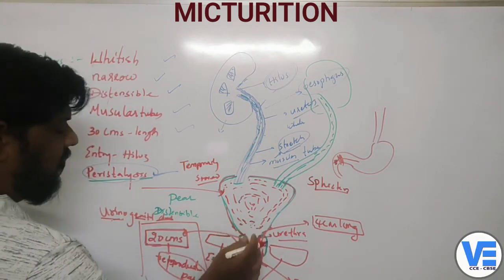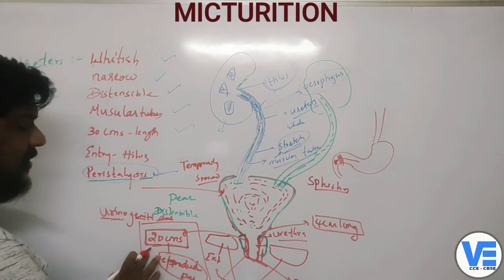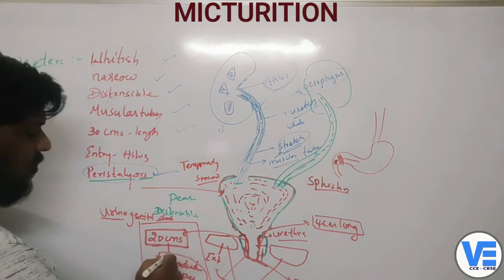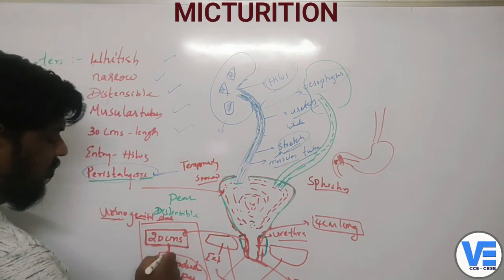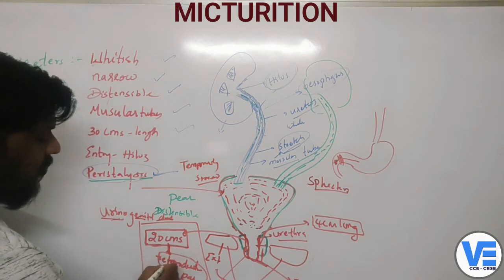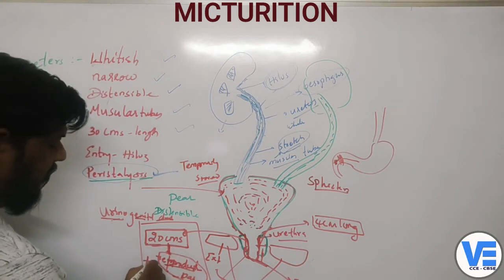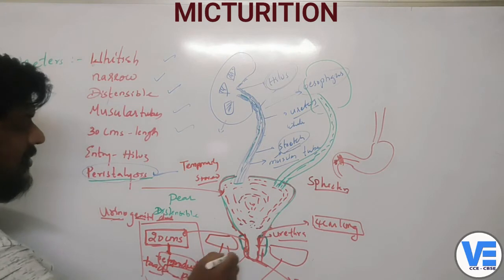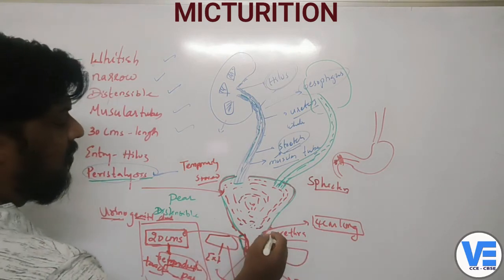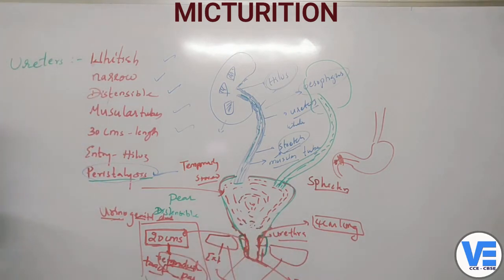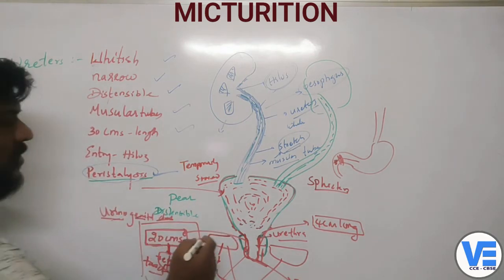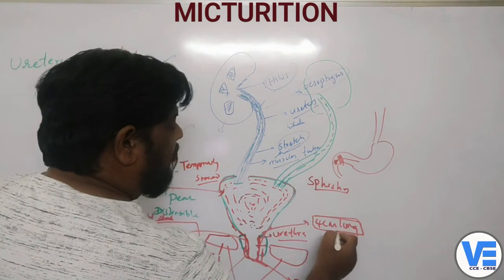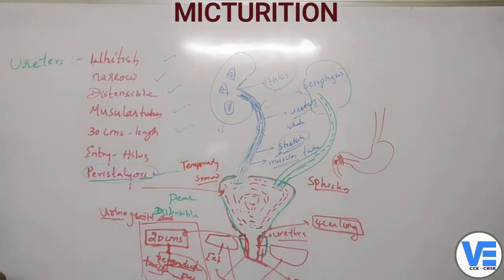So the urethra in males is around 20 centimeters long, and it is a passage shared with the reproductive tract, whereas in females it is a separate structure, just to pass the urine outside from the urinary bladder, and it is around 4 centimeters long. So this is the structure of the urethra.